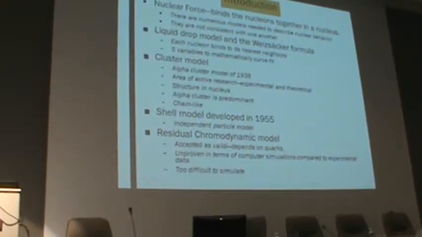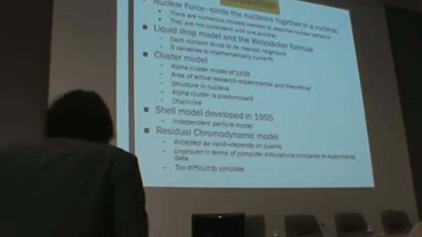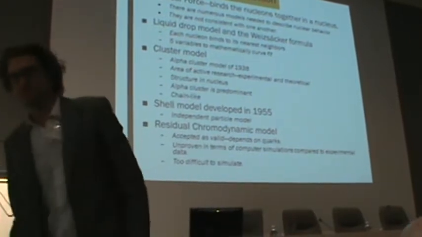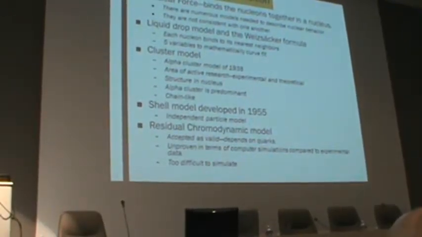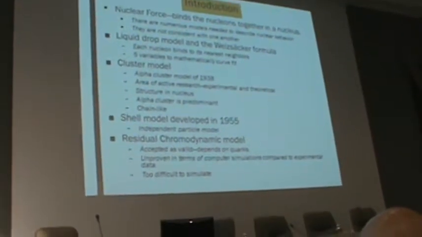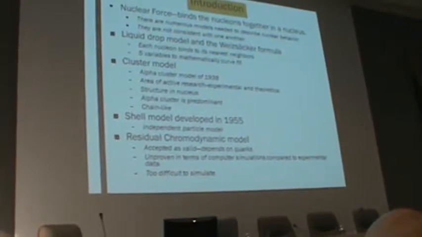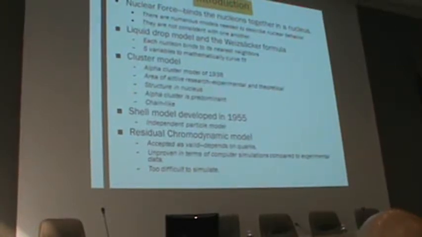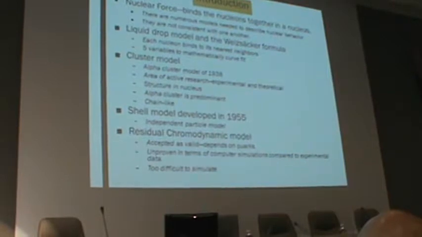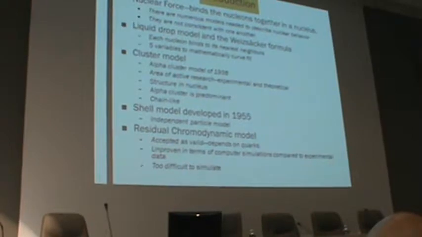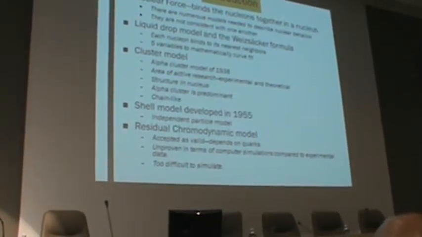There are some popular theories. One of them is the liquid drop model, which probably most of you are familiar with. And it uses the Weizsäcker formula, in which each nucleon bonds to its nearest neighbors. And it uses 5 variables in order to reproduce the binding curve. It's just mathematical curve fitting. There's no real theory behind those 5 variables or how they were selected. It's just mathematical curve fitting.